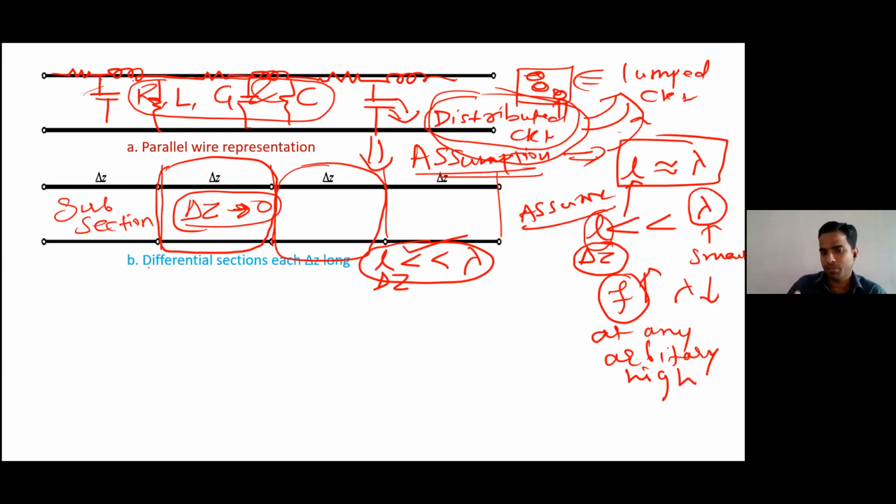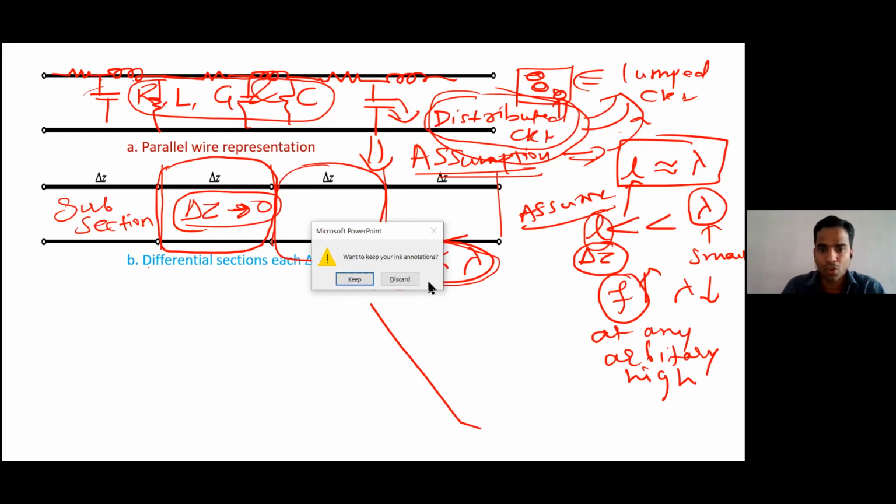Why? Because for second-year or regular students, using Maxwell equations to derive voltage and current is a bit difficult. So in your UG studies, we use circuit theory with this assumption. There is another approach where we use Maxwell equations to derive the voltage and current equations, but we don't go for that.